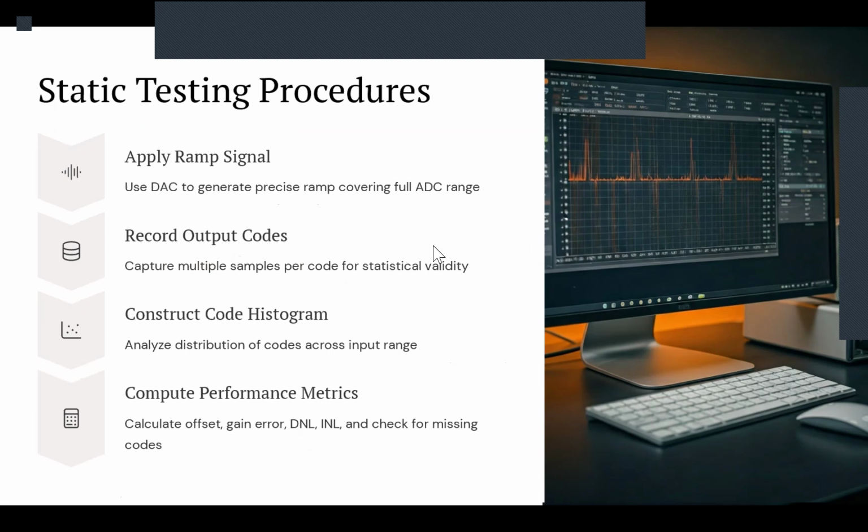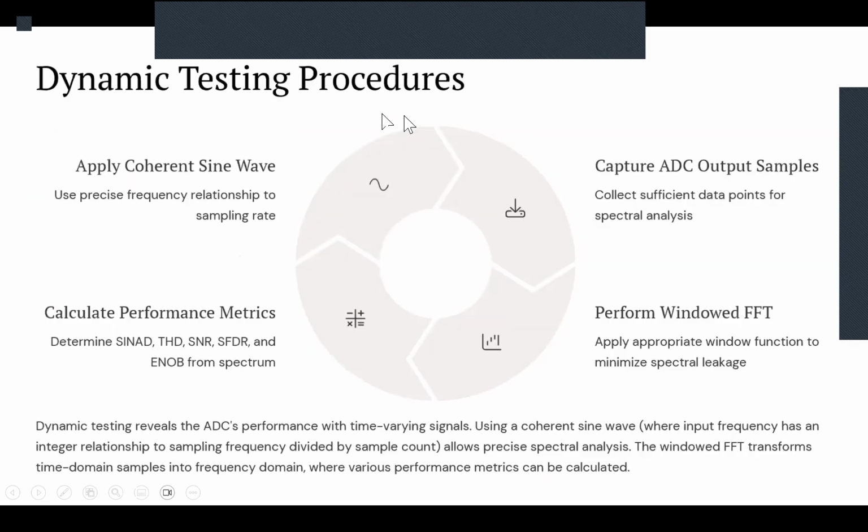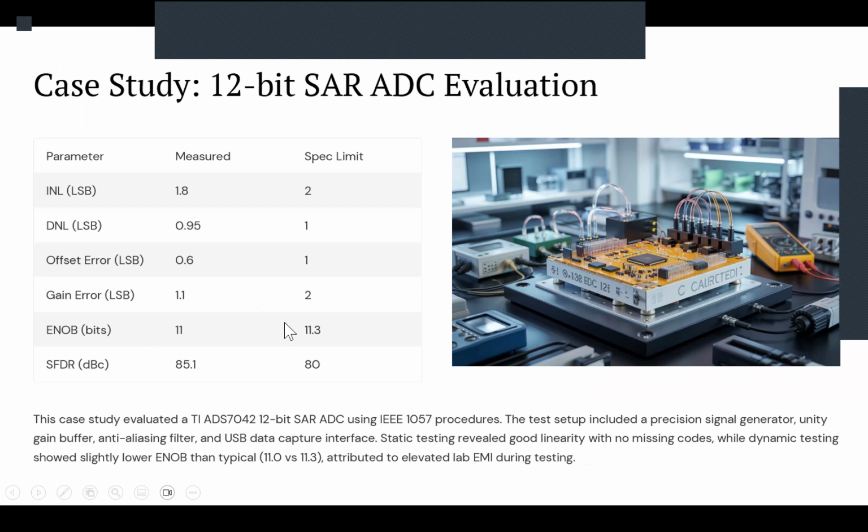Now, in static testing procedures, we apply a ramp signal, we record the output as we said, we construct the histogram, and we calculate the metrics. In dynamic testing, we apply a coherent sine wave, we capture the ADC output samples, we perform an FFT, and then we calculate the performance metrics.